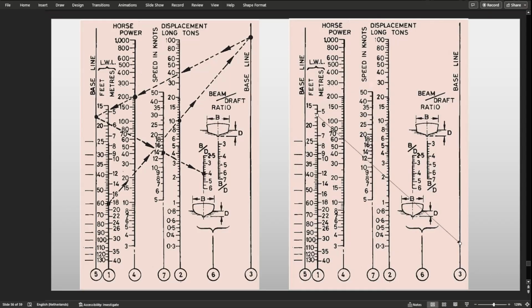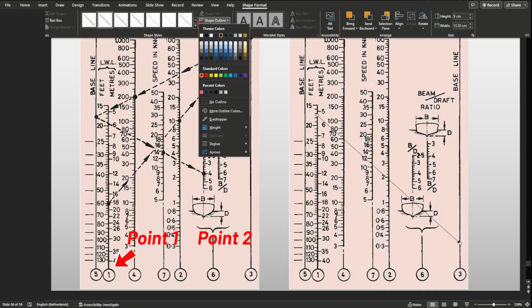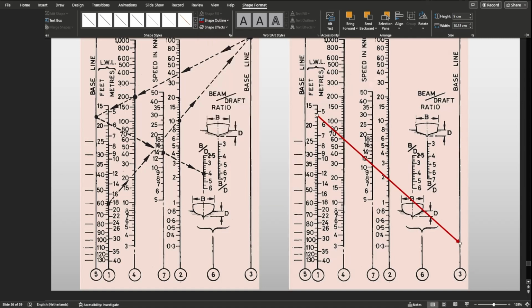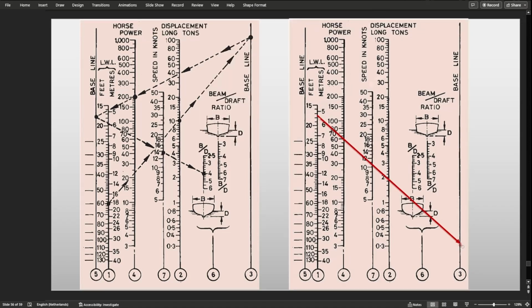So now we have the length of our waterline. We can enter into the diagram. The next step is to put a line through two points. One is the length of the waterline, the other one is displacement. Be aware displacement is in long tons, so we need to convert a little bit. The next step is to create a line from the right baseline through the 20 horsepower mark on the scale for horsepower, all the way to the left baseline.